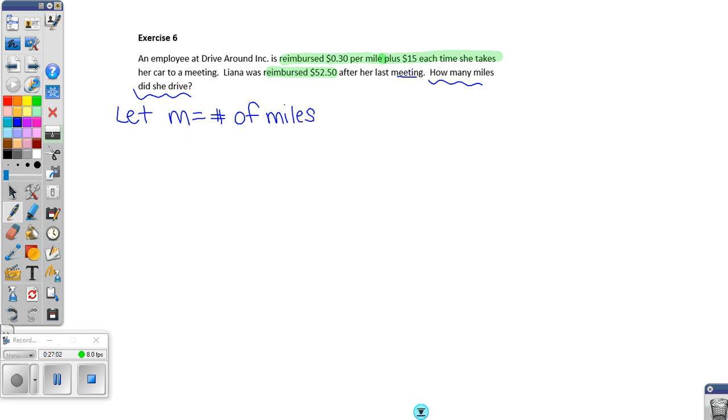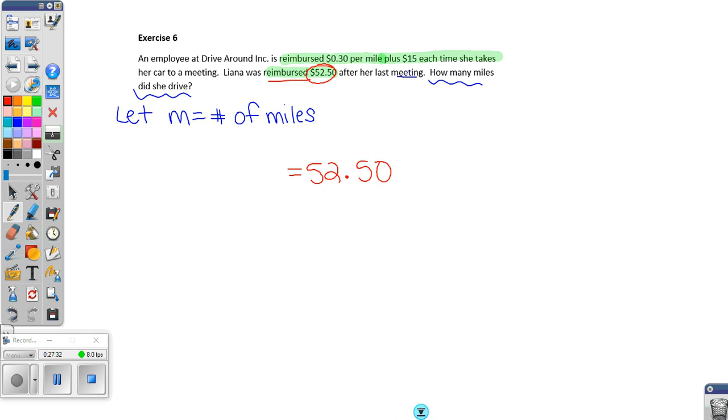And now let's set up our equation. We know the total amount of money that Leanna got back. Leanna paid $52.50 from her pocket. So I know the total is $52.50 and the company reimbursed her, which means she got that money back. Her boss probably said, here's $52.50. Okay, so the total is $52.50.